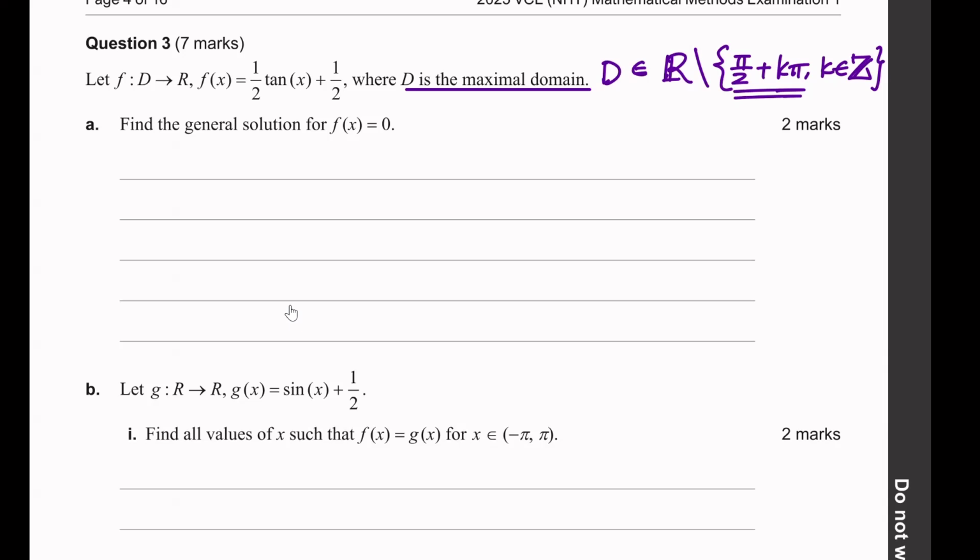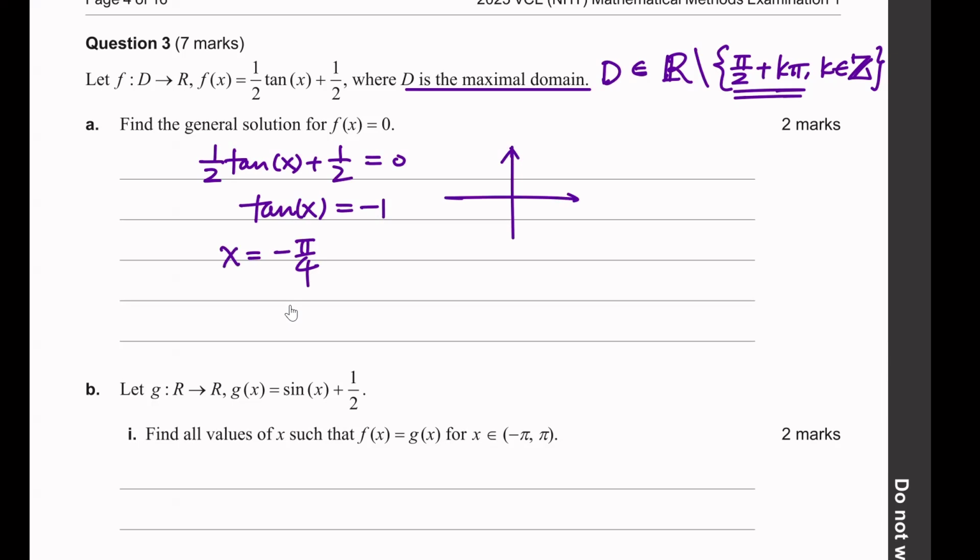Find a general solution for f x equals 0. So you have half tangent x plus half equals 0, and tangent x equals minus 1, okay? So x can be minus pi over 4, but if you think about a quadrant, minus pi over 4 is here. This is quadrant 4. This is quadrant 2, negative value. So each half term, the tangent value repeats its value. So you add a k pi, where k belongs to integers. Or if you chose, let's say, to start with 3 pi over 4, that's fine. I'll put an alternative answer here.